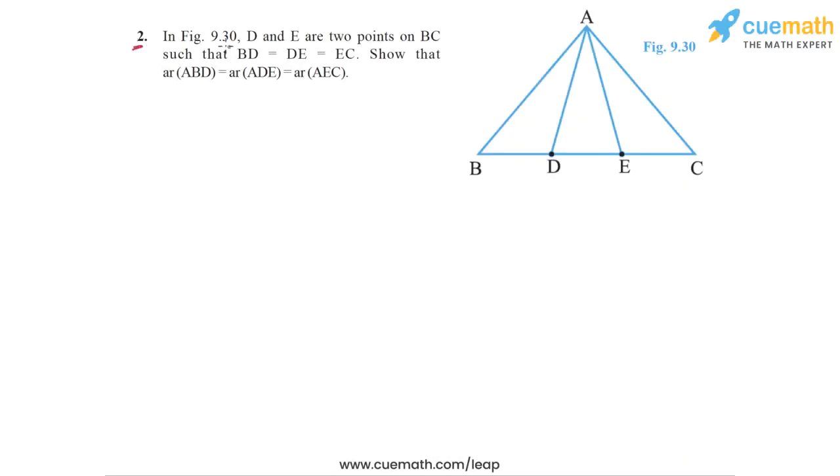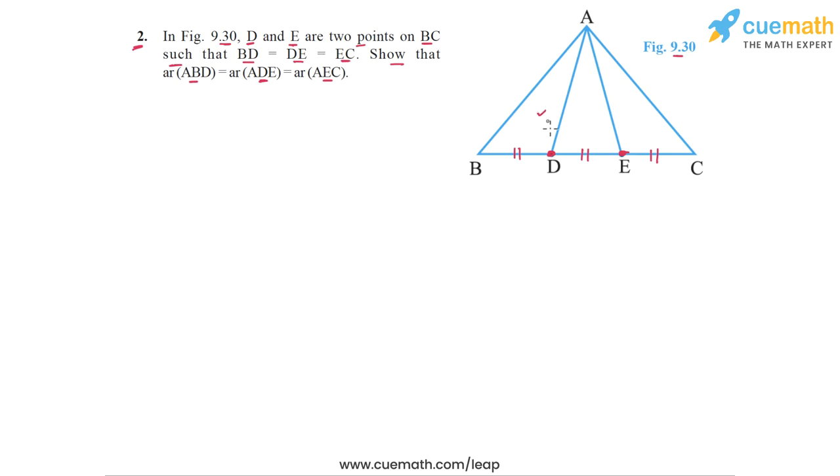Question 2 says that in this figure 9.30 that you see here, D and E are 2 points on BC such that BD is equal to DE is equal to EC. So D and E are points on BC such that BD, DE and EC, all these three segments are equal. We have to show that the areas of triangles ABD, ADE and AEC are equal.